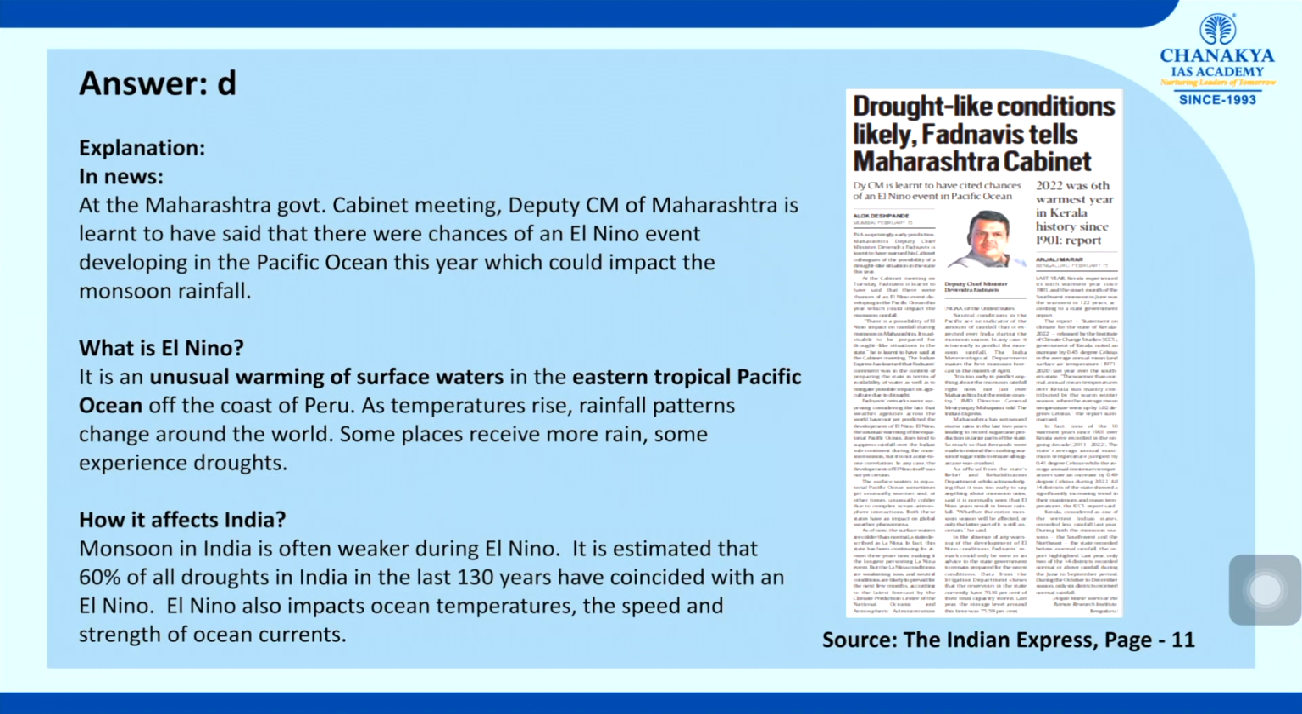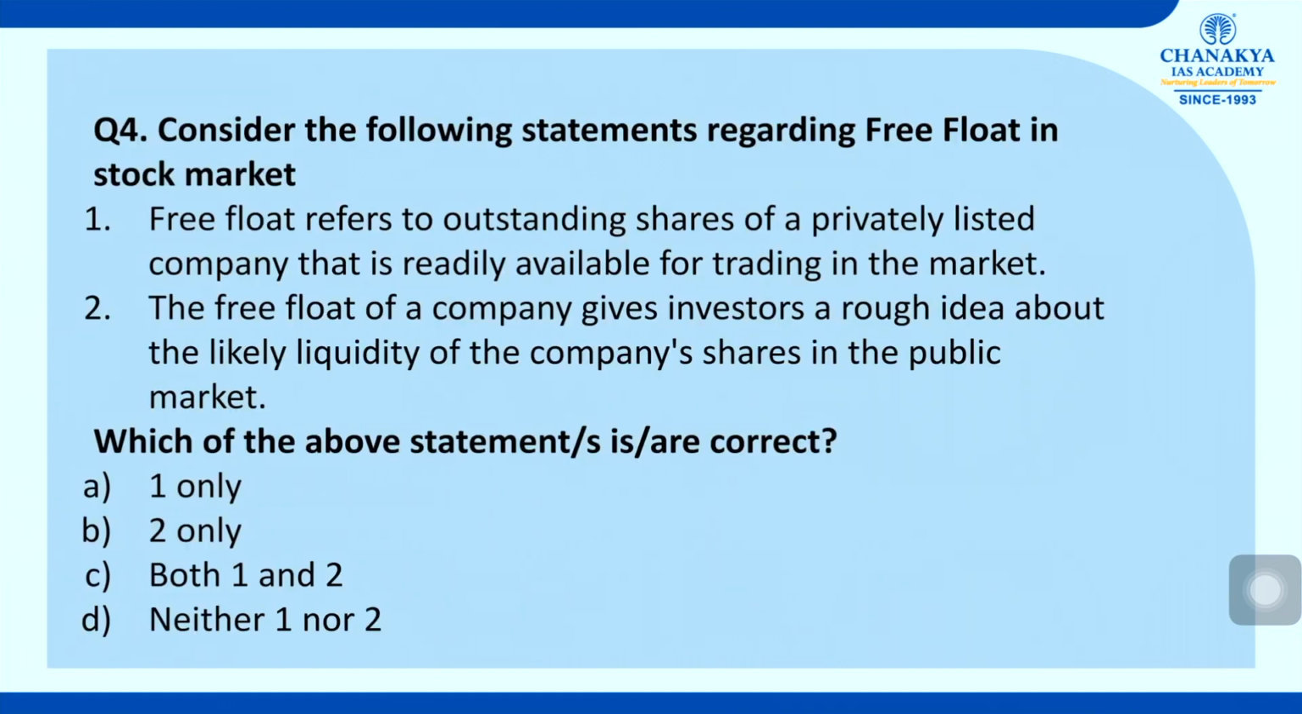Moving to the next question, question number 4. Consider the following statements regarding free float in stock market. Statement 1, free float refers to the outstanding shares of a privately listed company that is readily available for trading in the market. Statement 2, the free float of a company gives investors a rough idea about the likely liquidity of the company's shares in the public market. Which of the above statements is or are correct?